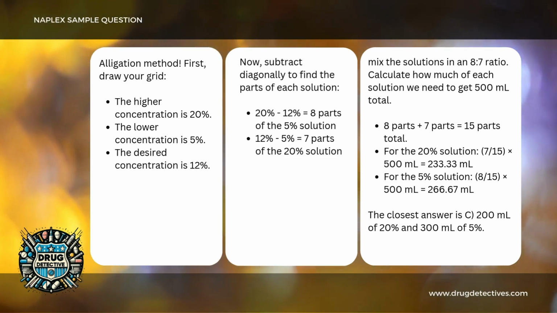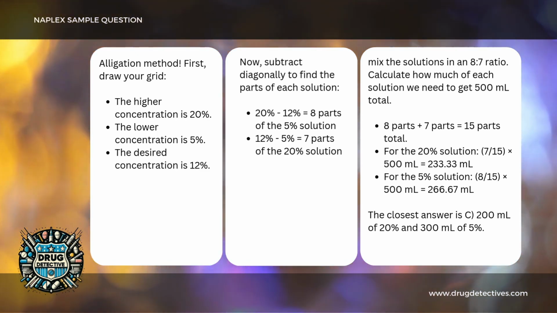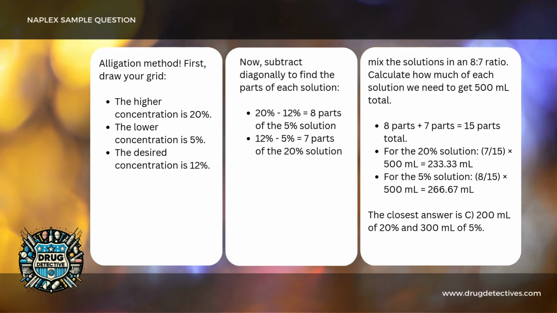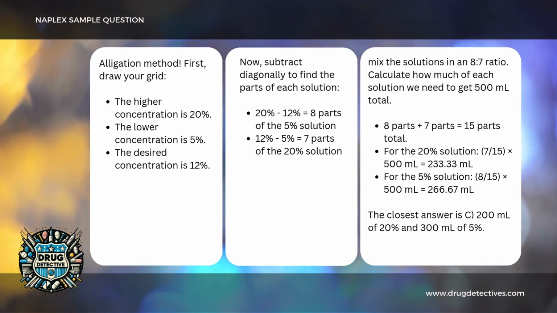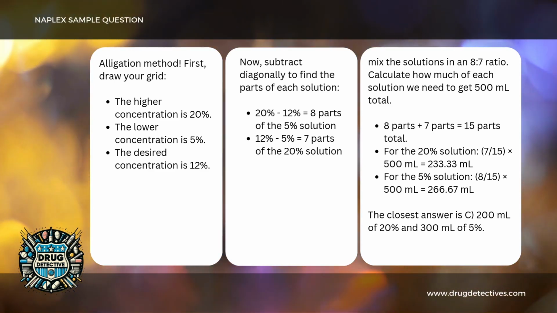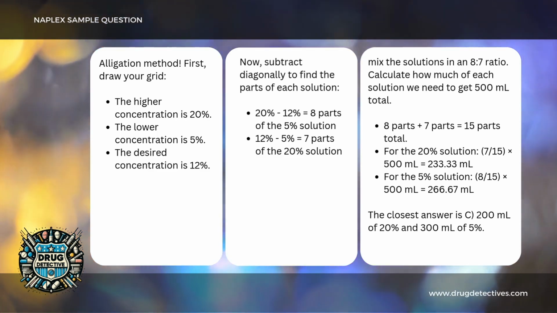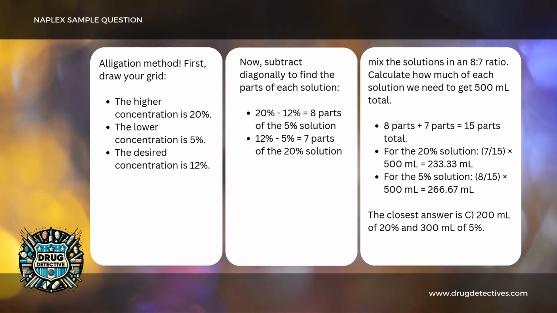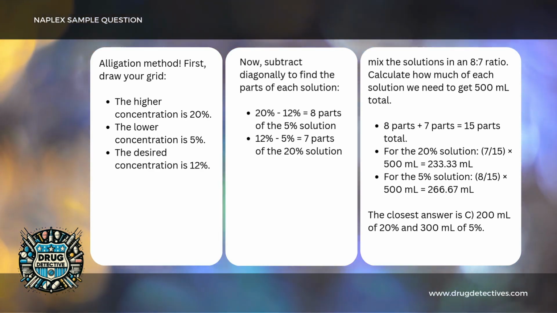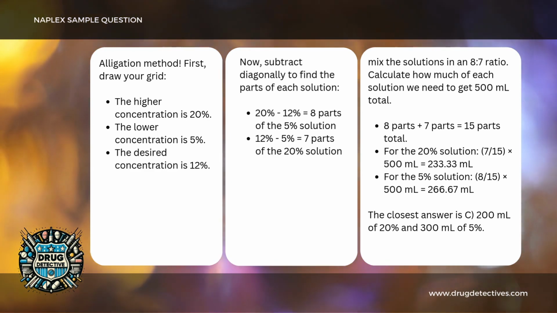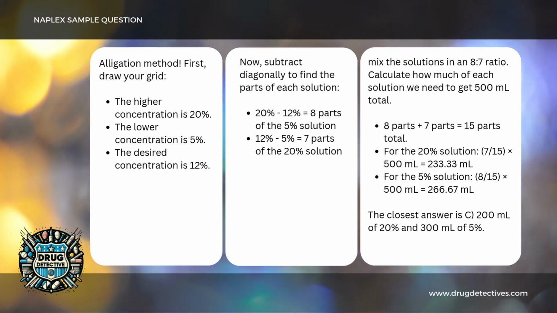The alligation method is your friend when you need to mix different concentrations. Once you get the hang of it, it's actually a pretty fun puzzle. And there you have it. 3 calculation questions broken down step by step. Calculations can seem intimidating at first, but remember, practice makes perfect. You'll get faster and more comfortable with these the more you do. And don't forget, the NAPLEX loves to test on these, so the more you practice, the more points you'll snag on exam day.